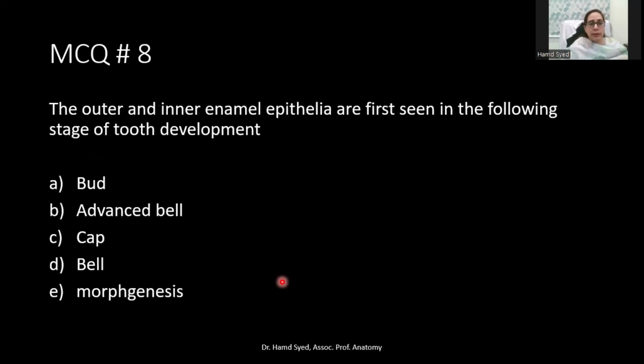Now, the outer and inner enamel epithelia are first seen in the following stage of tooth development. Keep in mind, this is the cap stage. So it is the cap stage in which the outer and inner enamel epithelia make their appearance. C is the answer for this MCQ.